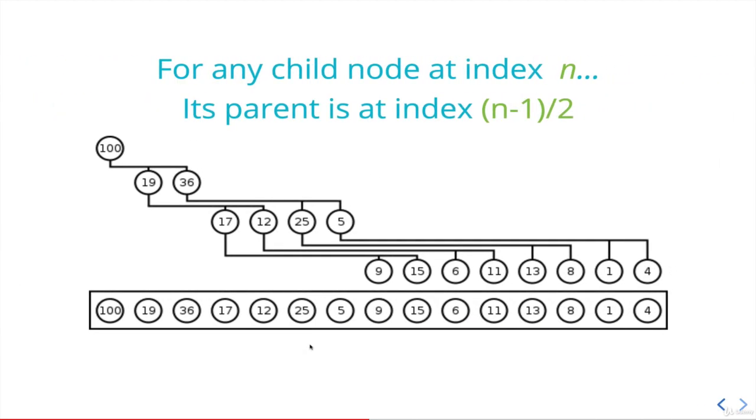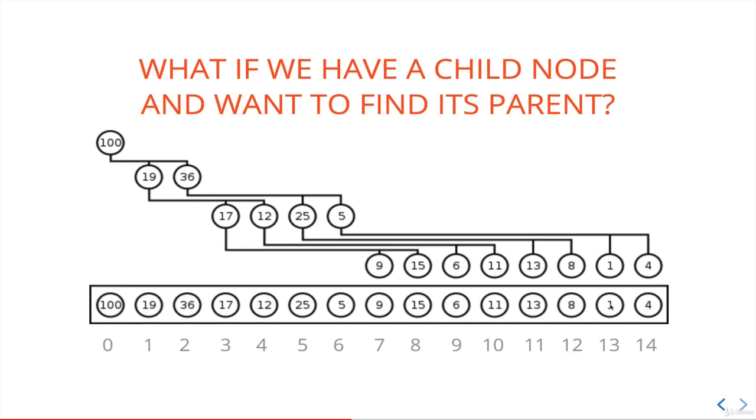And the math for that, so if we have a child at index n, we subtract 1, divide by 2, and then also we floor it, meaning we just chop off the decimal. Because we can't have 0.5 decimals as far as an index. They're whole integers.